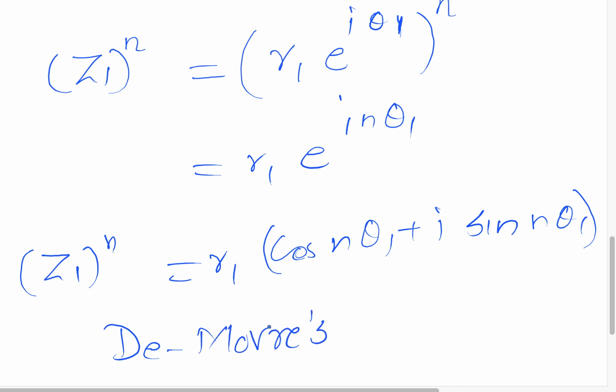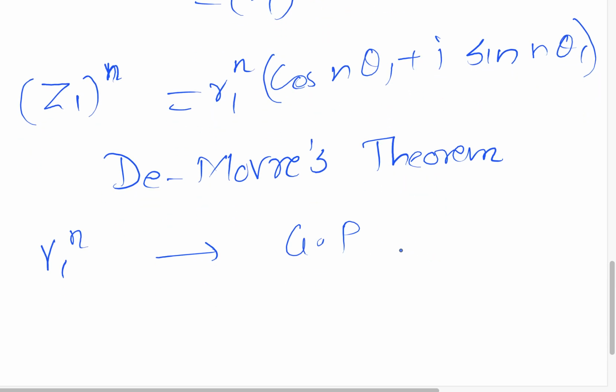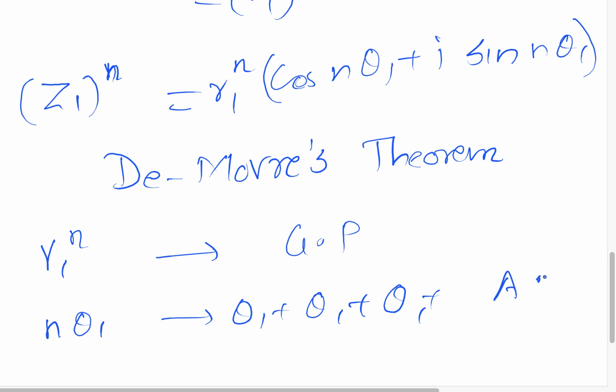It says that the powers of a complex number change the modulus by the same ratio, but the argument gets added. So look at r1 raised to n, what does it mean? It's like a geometric progression, right? r1 times r1 times r1, being multiplied by the same ratio. And n theta 1 is like theta 1 plus theta 1 plus theta 1, so added by the same amount, like an arithmetic progression. So the modulus is changing like a geometric progression, and the argument is changing like an arithmetic progression.